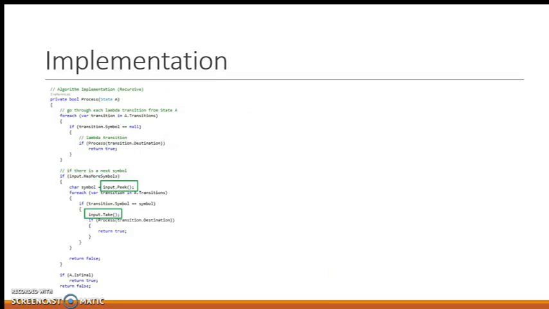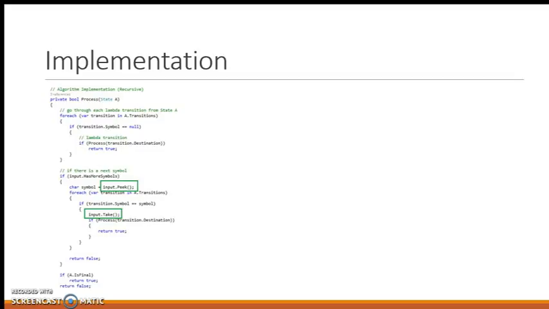The implementation of this algorithm is shown here. We basically took the pseudocode and converted it to C#. We go through each lambda transition up here, and we basically create an object with a symbol property on it. When that symbol is null, it's a lambda transition or a lambda symbol. And so we process it and go recursively and return true if we can to accept it via the lambda transition.